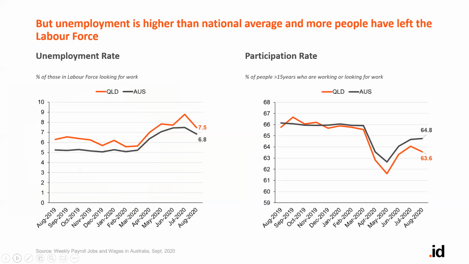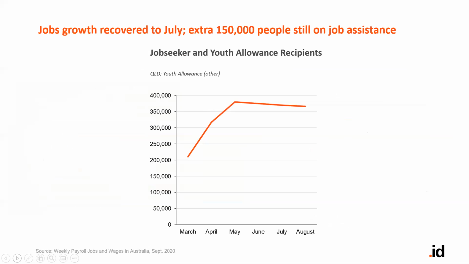But our unemployment is higher than the national average, and more people have left the labour force. This is not uncommon during a recession for people to opt out. So it's a really, really common factor. And we know that participation rates in Queensland are always a little bit lower than the national average. I think it's partly to do with our lifestyle, but you can see there we're sort of bucking the trend of more people leaving the labour force at the moment compared to Australia.